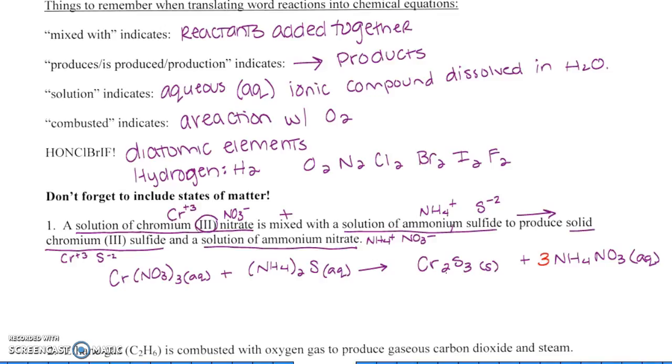I also see that I have 2 chromiums on this side, so I'm going to go ahead and put a 2 here. But if you notice, that's going to change our NO3s to 6. So I'm going to erase this and I'm going to change it to a 6. So now that makes it a lot easier for me to get 6 NH4. So I'm going to put a 3 in front here, and everything is balanced. And that is our final answer for this reaction.